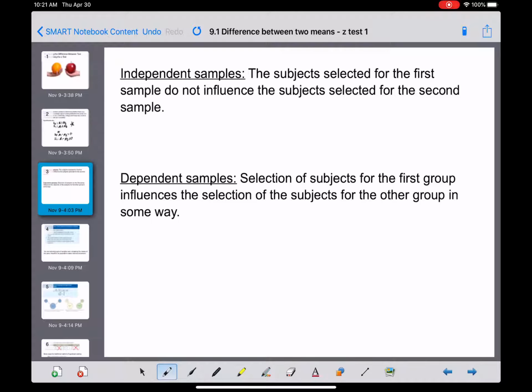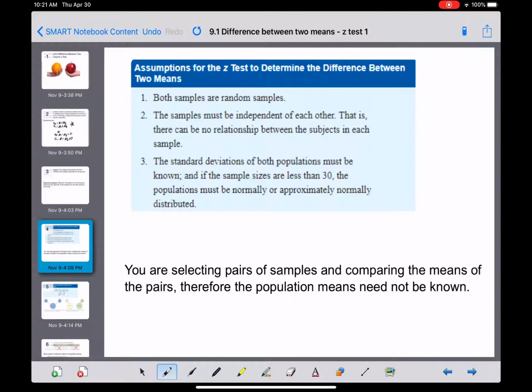So we will talk more about dependent samples in the future. Today we are doing a z-test, which is going to be for independent samples. So both samples are random. They have to be independent. And the population's standard deviation must be known. That's how we do a z-test. Remember, a t-test is when we don't know the population standard deviation. You have to use a t-test.